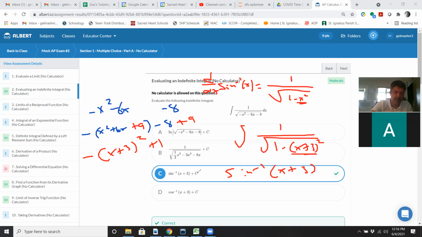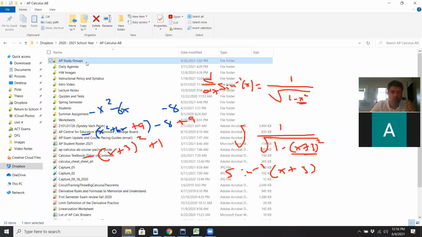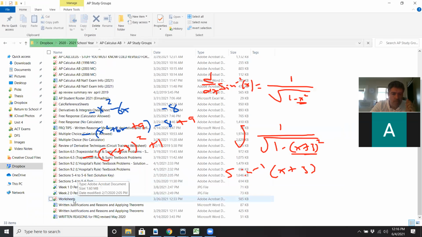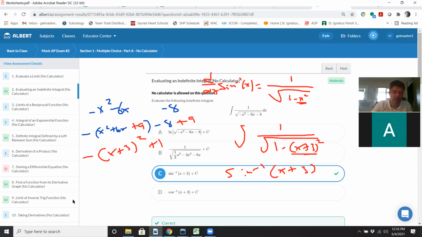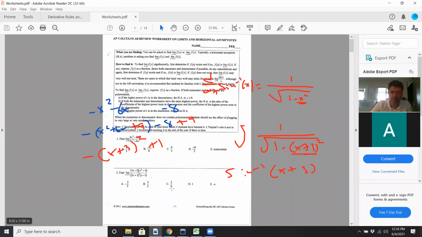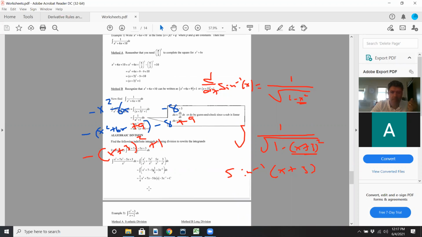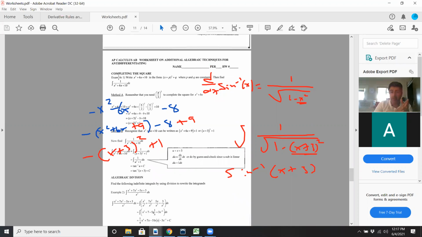But if you do see the inverse sine, that kind of is a little trigger. And you would have to kind of go through completing the square to do that. Actually, I was thinking about talking about that anyway. There's actually a worksheet in the AP review folder. In fact, it's right here. Worksheets. And it's called, I believe, Worksheet on additional algebraic techniques for anti-differentiating. That's exactly what we did here.